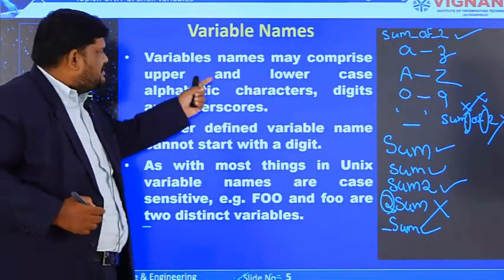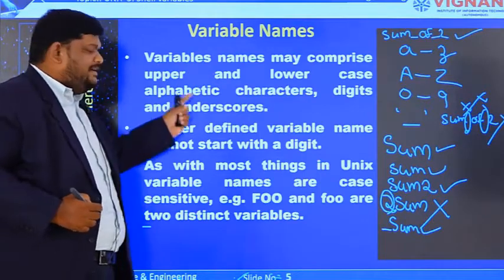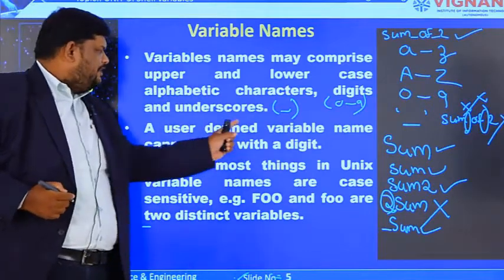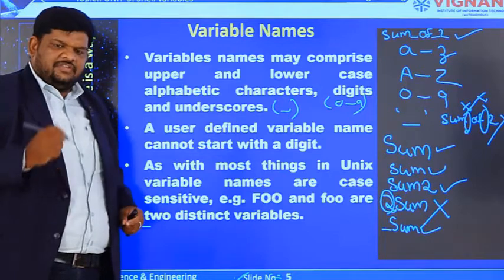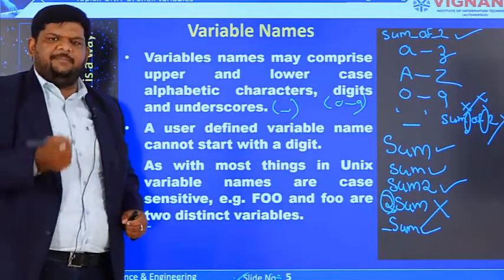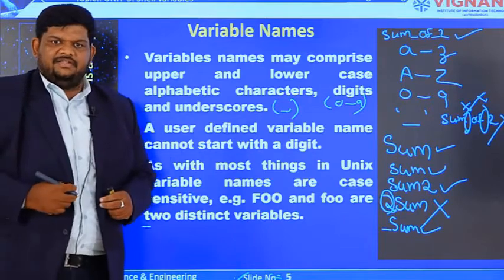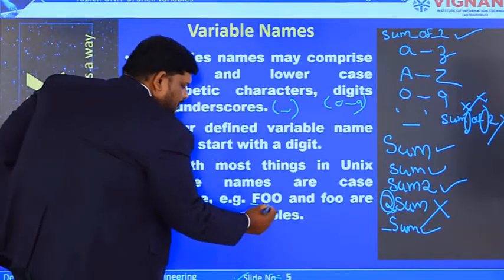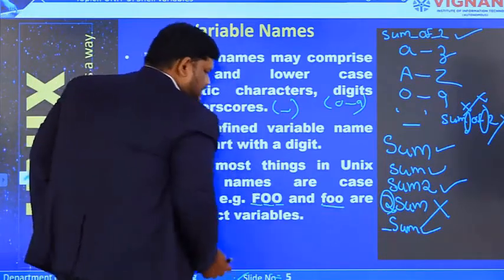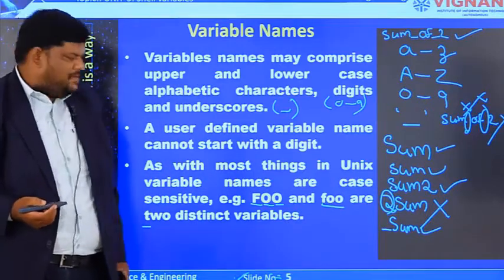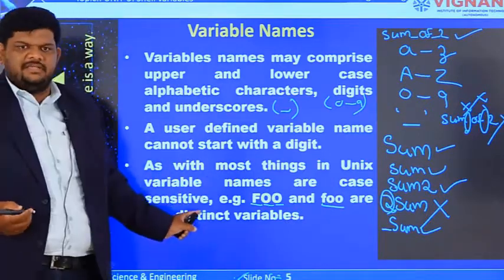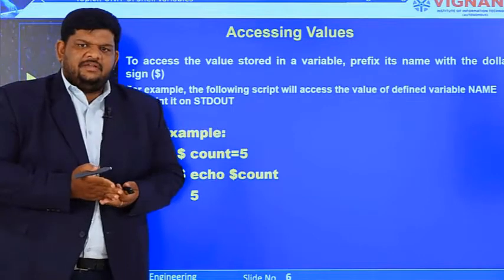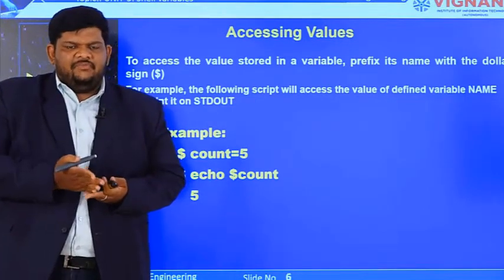So it allows uppercase and lowercase alphabetic characters and digits 0 to 9 and only the symbol underscore. Your user-defined variable name cannot start with a digit. So without starting with a digit, we can write either lowercase or uppercase alphabets, or it may start with an underscore. Next, it is case sensitive. So for example, uppercase FOO and all lowercase foo will be treated as two different variable names because variable names are case sensitive. So these are all the rules while writing the variable name. We've seen how we are going to define the variables and what rules we have to follow while writing the variable names.